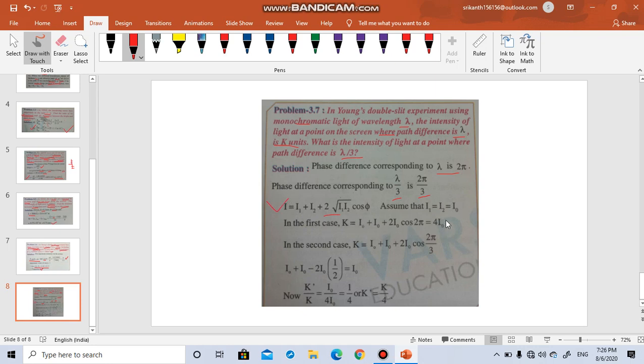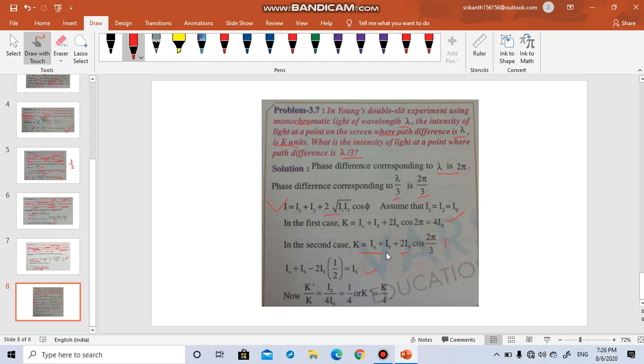You got k value as 4I0. In the second case, let us say the intensity is k dash. Again you need to substitute the same. I1 and I2 are I0, and 2 root over I1 I2, that is root over I0 square, will become 2I0. Now here the phase difference is 2 pi by 3. Cos of 2 pi by 3 is minus 1 by 2. So finally you are getting I0 plus I0, 2I0 minus I0, that is I0.